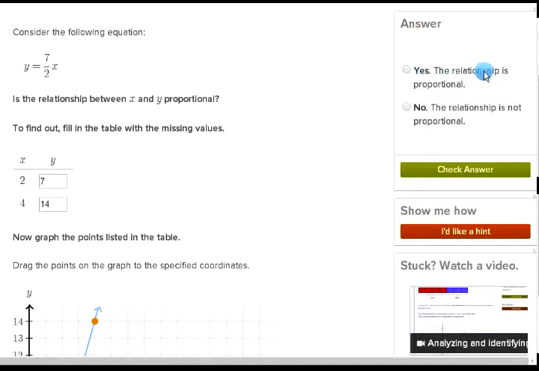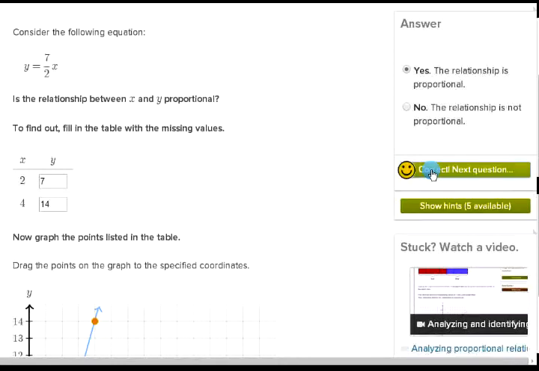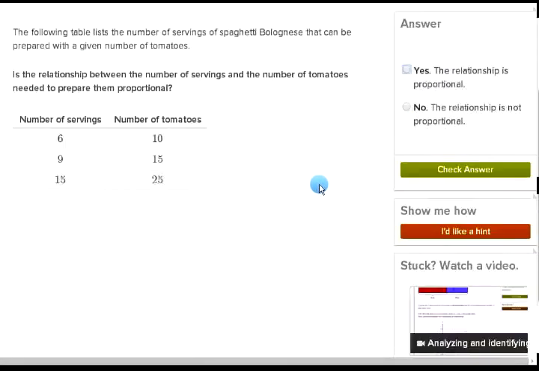So I'm going to go over here. Answer. Yes, the relationship is proportional. No, the relationship is not proportional. I'm going to pick yes. Check answer. Click. And it's right. So let's take a look at the next one.